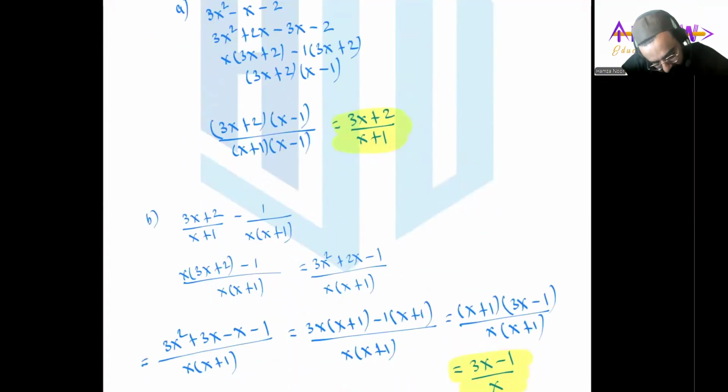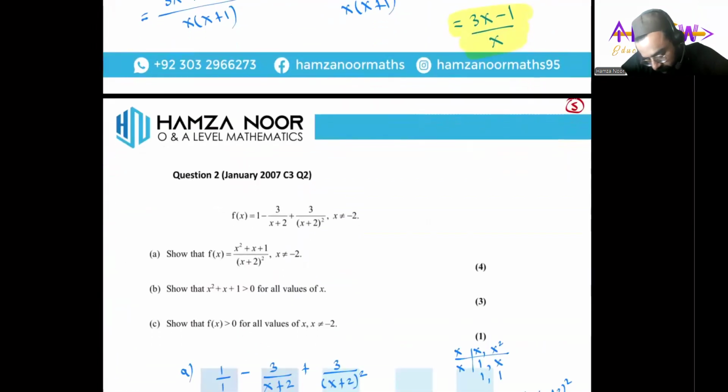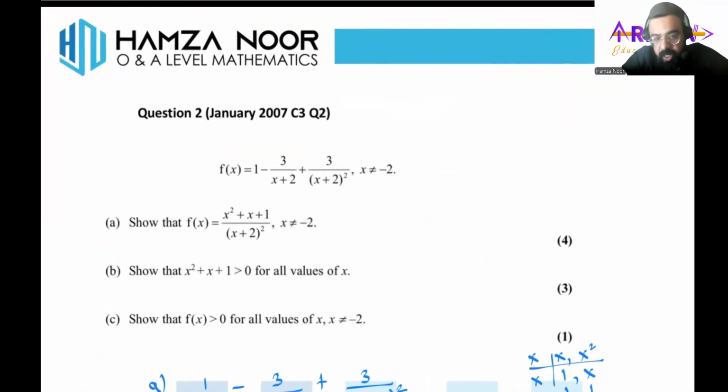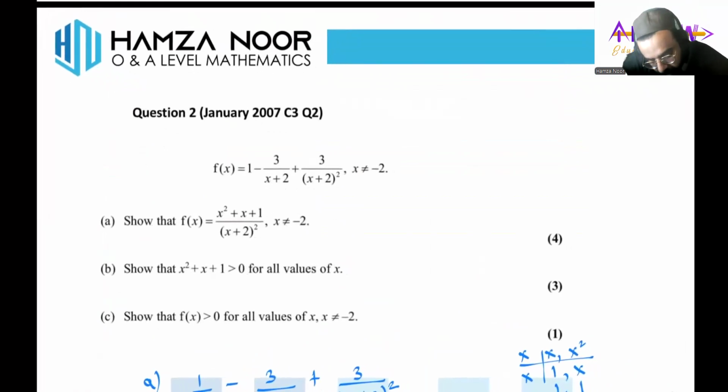Up next, we have handout question number 2, which is January 2007, C3 question number 2. f(x) is equal to 1 minus 3 upon x plus 2, plus 3 upon (x plus 2) whole square, where x is not equal to minus 2. Because if x was equal to minus 2, then the denominator would have become 0, and the function f(x) would have become undefined.